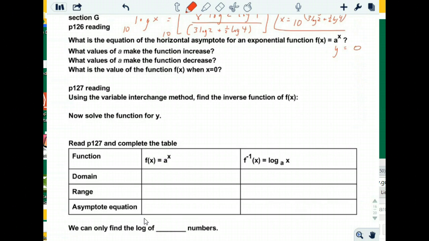What values of a make the function increase? Well, if a is greater than 1, the function increases. Okay? And if a is less than 1, then the function decreases. But a is greater than 0. What is the value of the function f of x when x equals 0? Well, a to the 0 is always 1.